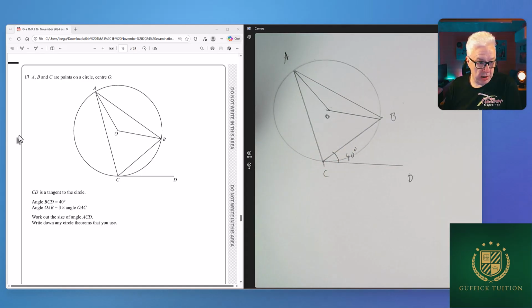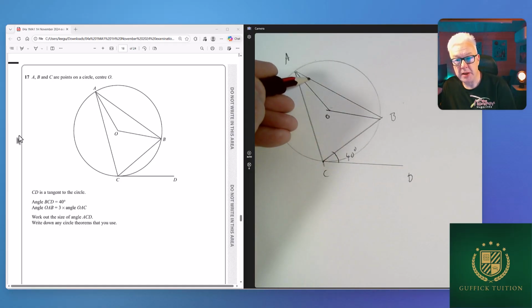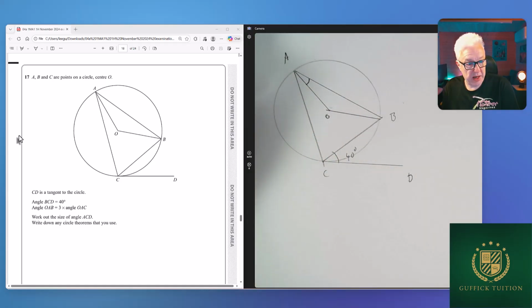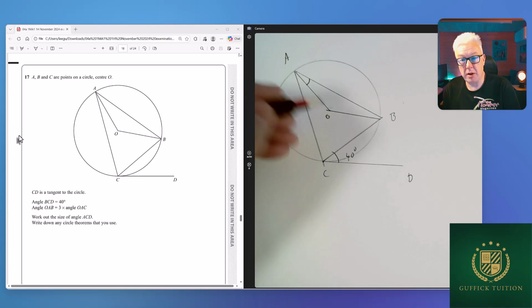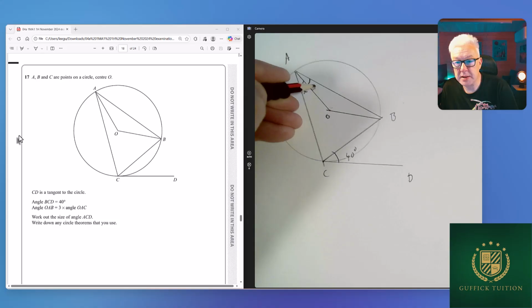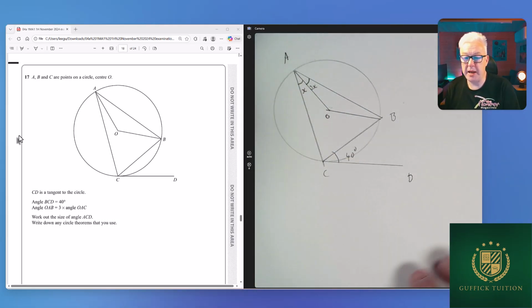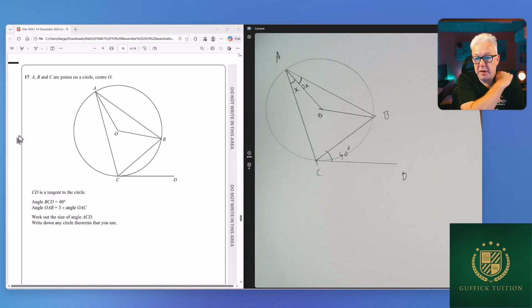The angle OAB here is 3 times the angle OAC. So what they're saying is that if that is x, that is 3x. And we've got to try and find the angle ACD in the end. Okay, let's have a little think about this.